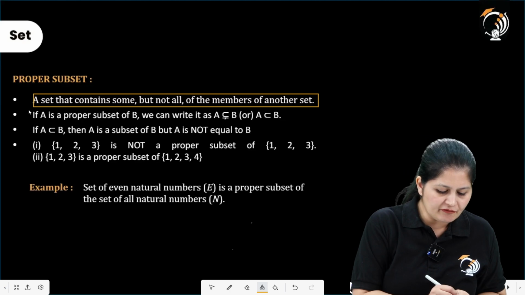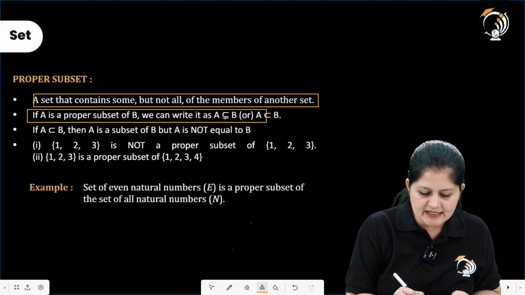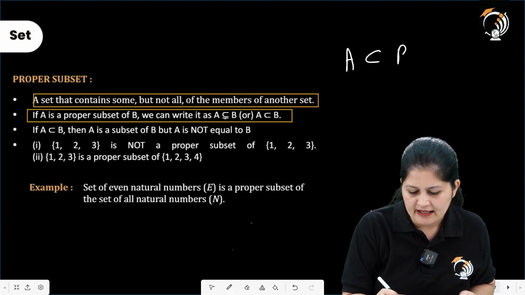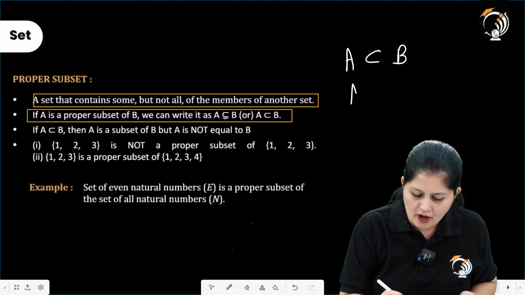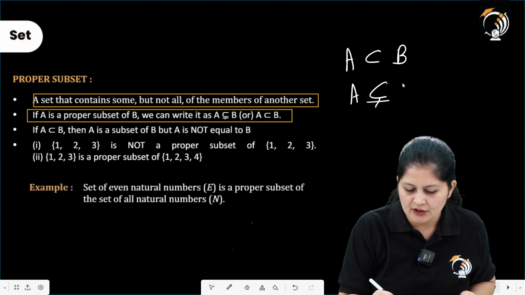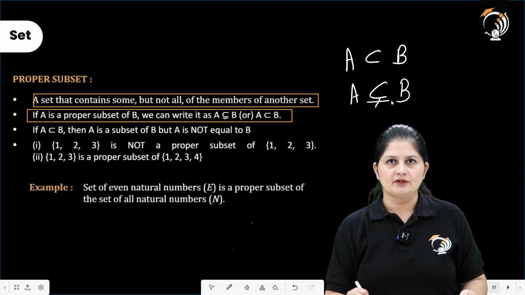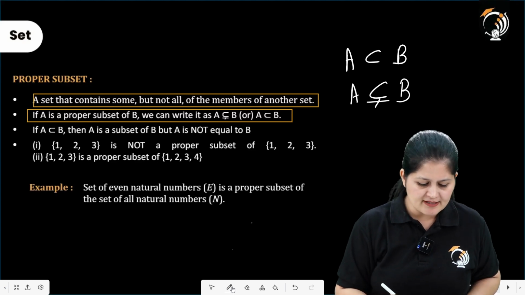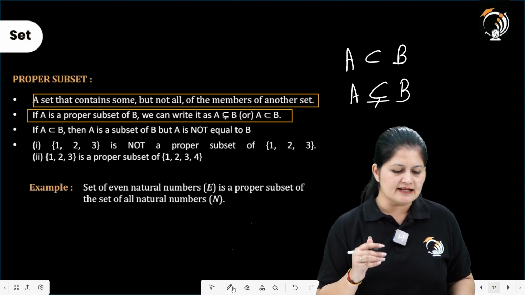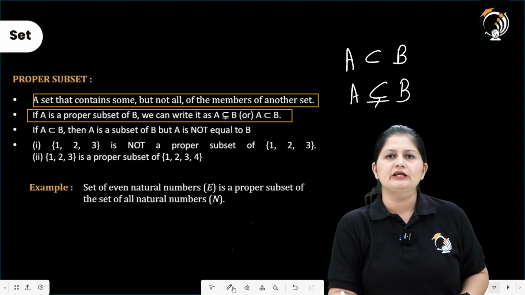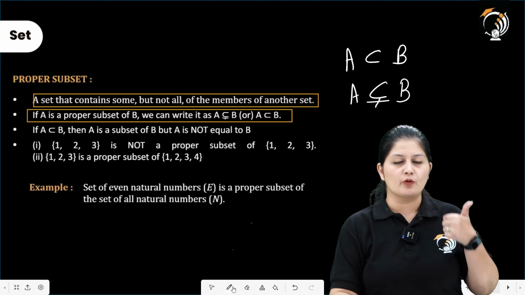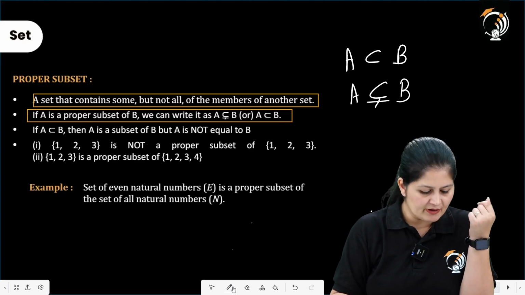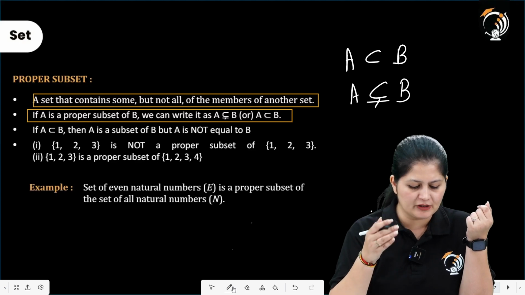Okay, so if A is a proper subset of B, let me tell you how we are going to write it. Either we are going to write A is a proper subset of B like this, or we will also say that A is not equal to B, a subset of B. This is the other representation of doing this. Okay, so if A is a proper subset of B, then A is a subset of B, but A is not equal to B. In that case, A is going to be a subset of B, but it is not going to be equal to B. Clear?